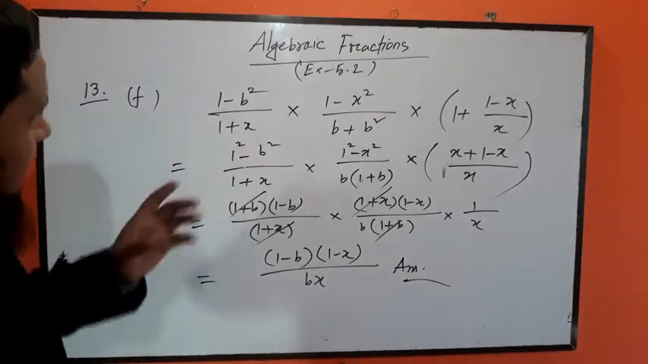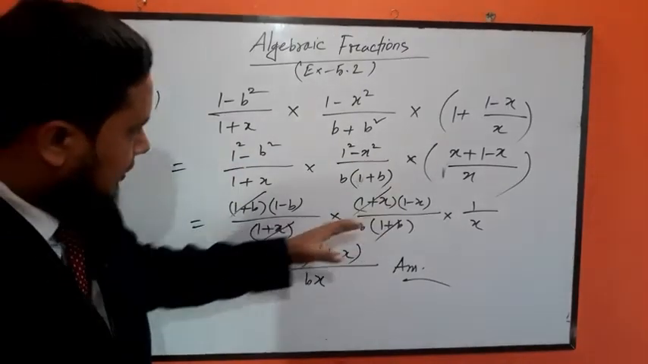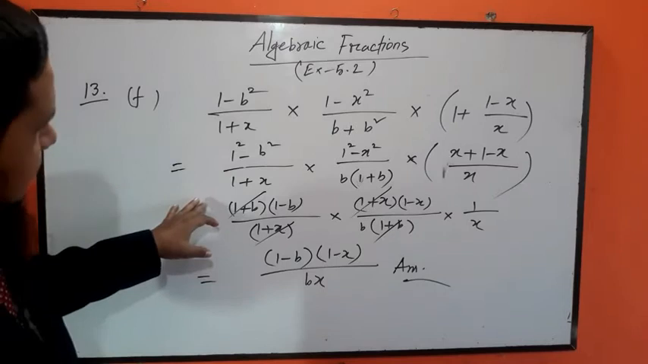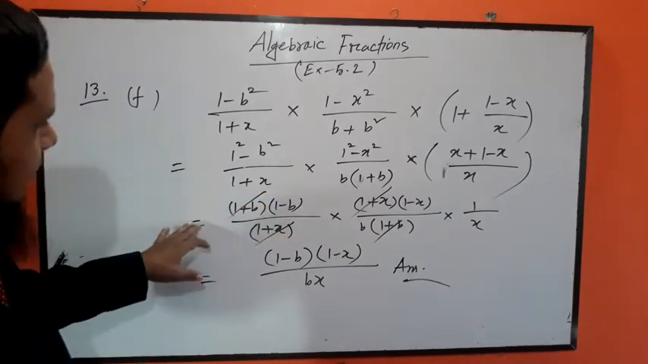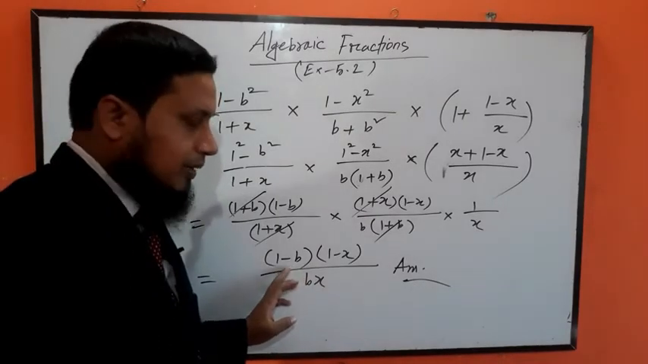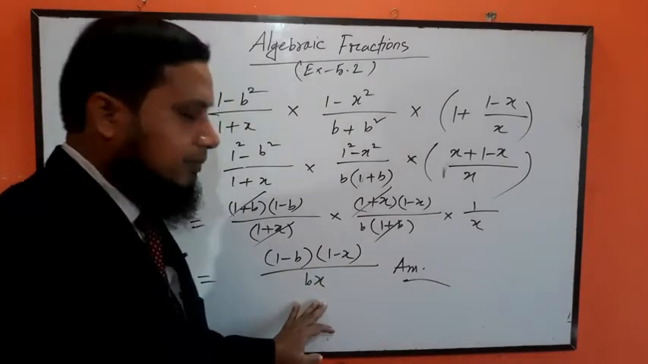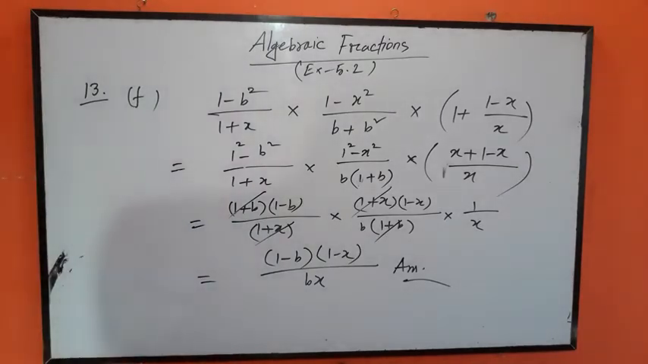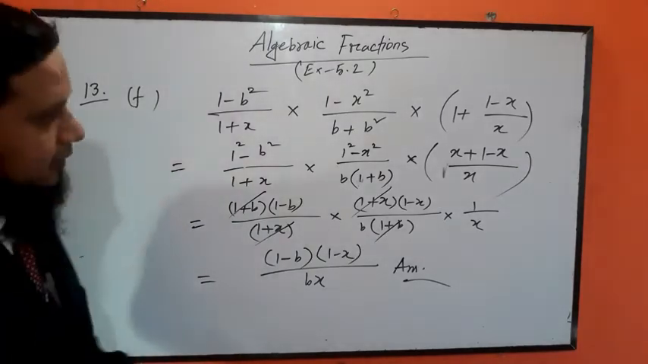Three fractions are given, we multiply these three, and some factors are cancelled. Finally we get 1 minus x, 1 minus b, 1 minus x by bx. This is our answer. Now we try to solve another one.